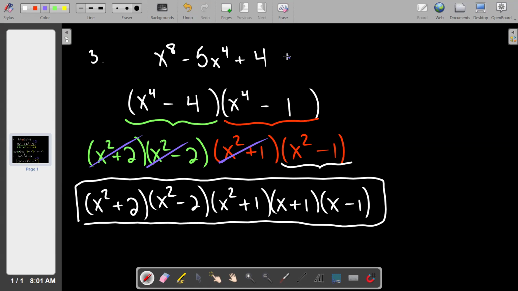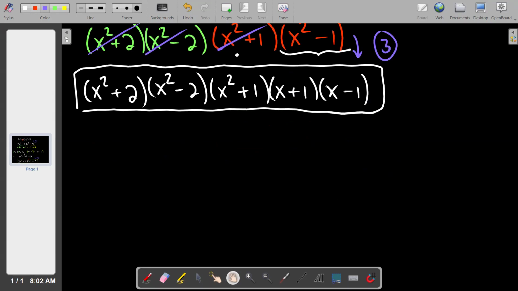So we would get 3 points for doing this step. We would get 3 points for doing this step, and we would get 3 additional points for that last step. So some problems are worth more than others. Good. Any questions so far? Number 4.